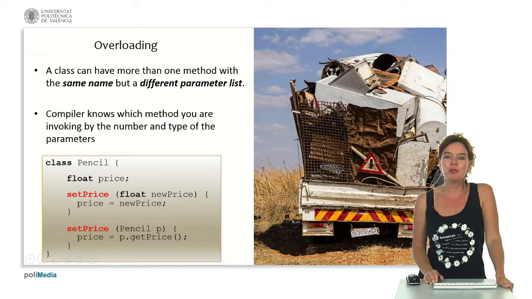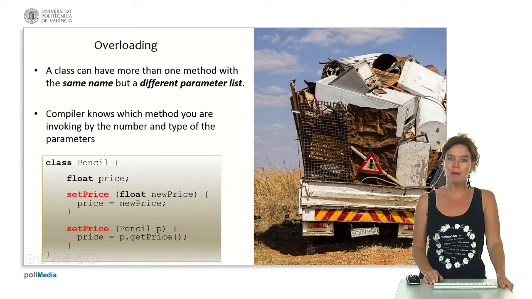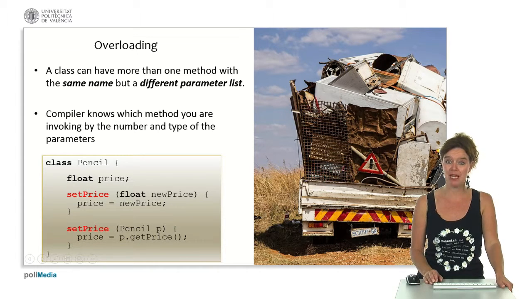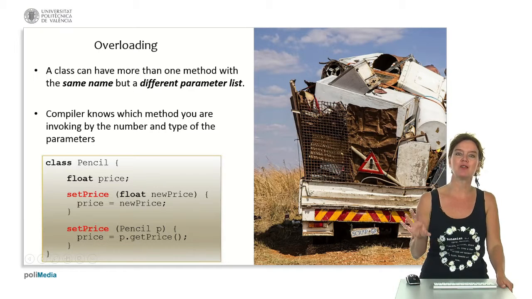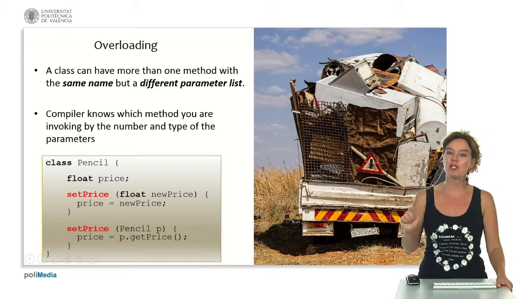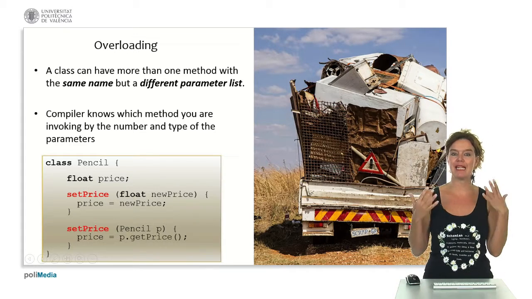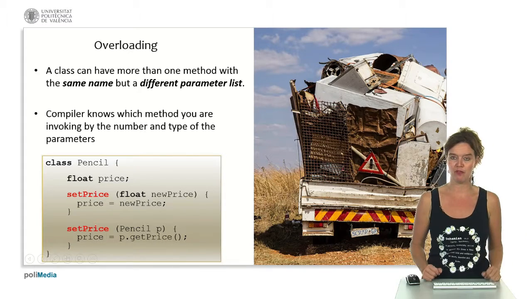So the other object-oriented design principle is overloading. Overloading means that a class can have more than one method with the same name. It has the same name, but a different list of parameters. So the compiler knows which one to call because it can look at the parameter list and see which one you were trying to invoke.